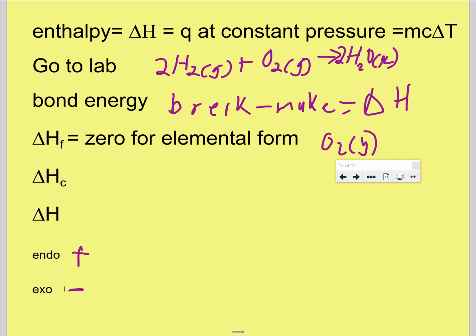The last way we also learned about was Hess's law. So if we add up a whole bunch of different reactions, whatever reaction they end up being is what they add up to.